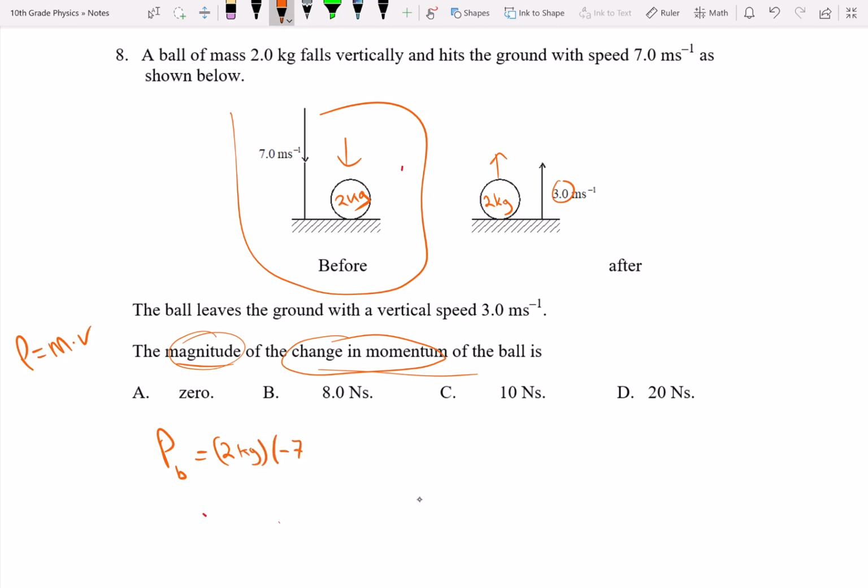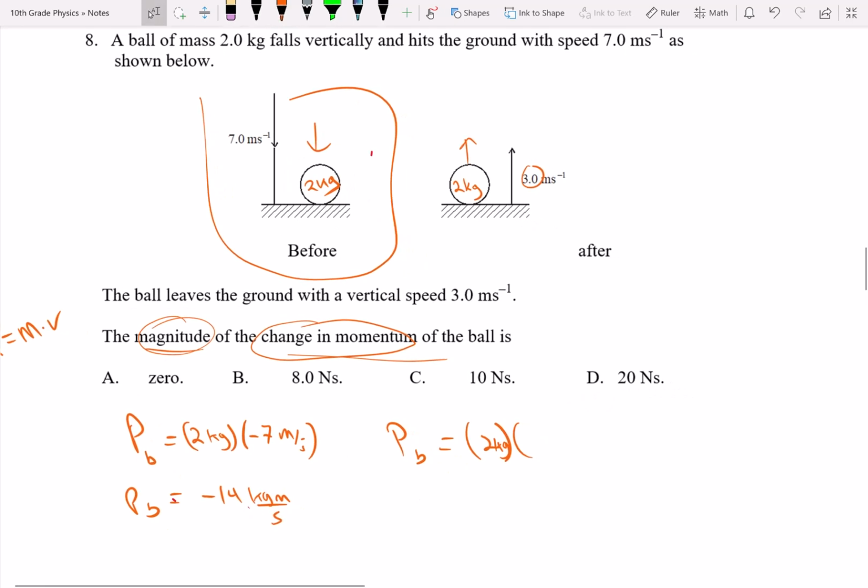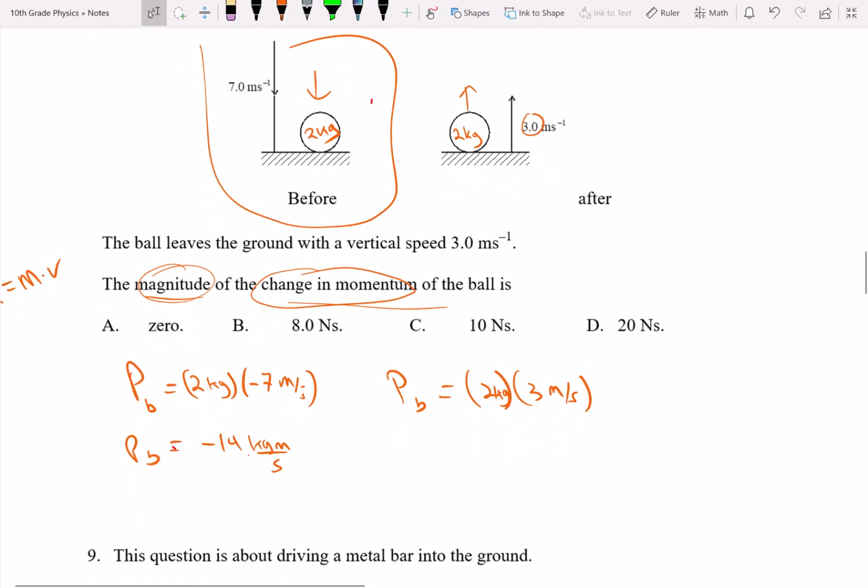Times, it's actually -7 meters per second. Right? So this has a momentum of -14 kilogram meters per second. That was before. And then after it hits the ground, it now has a momentum, kilogram meters per second. That's momentum. This one has a momentum of 2 times 3, and in this case, the 3 is positive because it's going up, and here we get 6 kilogram meters per second.